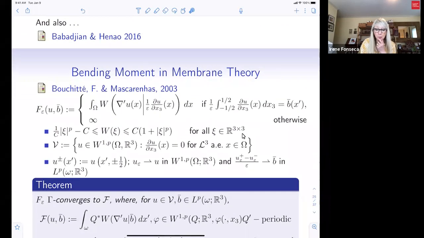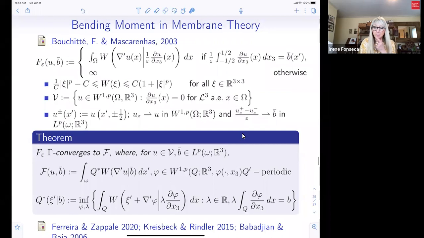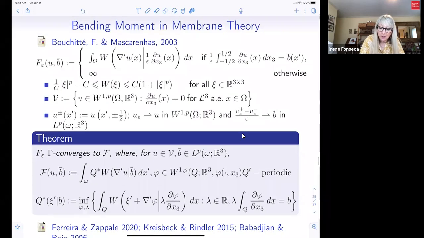I will now move to bending moment in membrane theory. You remember that W has a coercivity of order p, right? From below. So in particular, this business is bounded in L^p, which is why it forces this one to go to 0. But if I look at this as a whole, 1 over epsilon du/dx3, that's bounded in L^p. So you may ask, where does it go? That's what we're going to try to do.